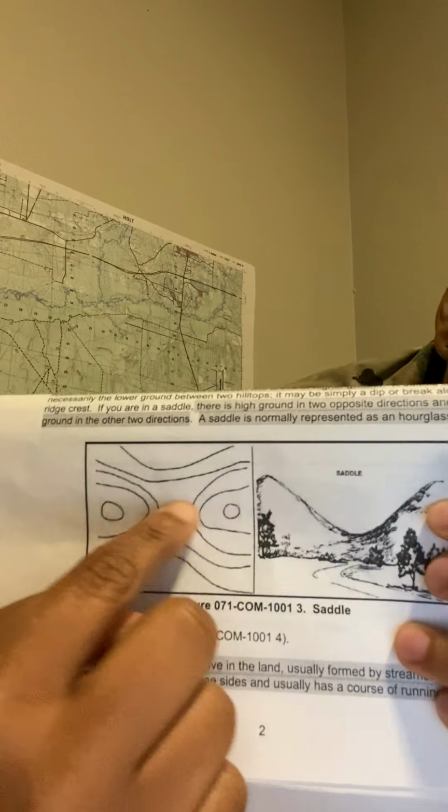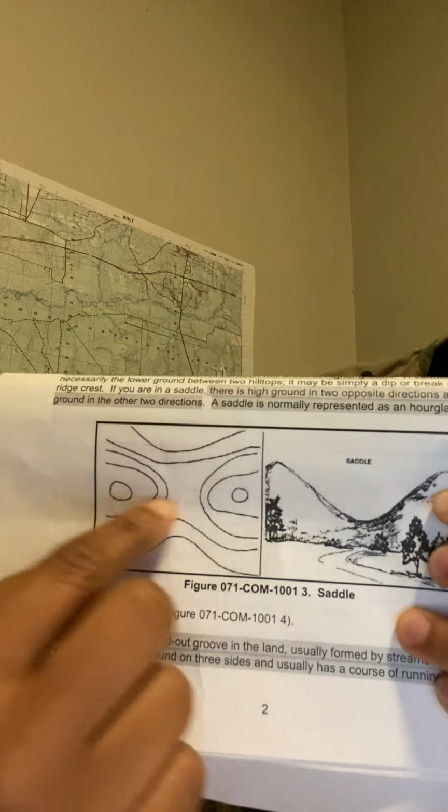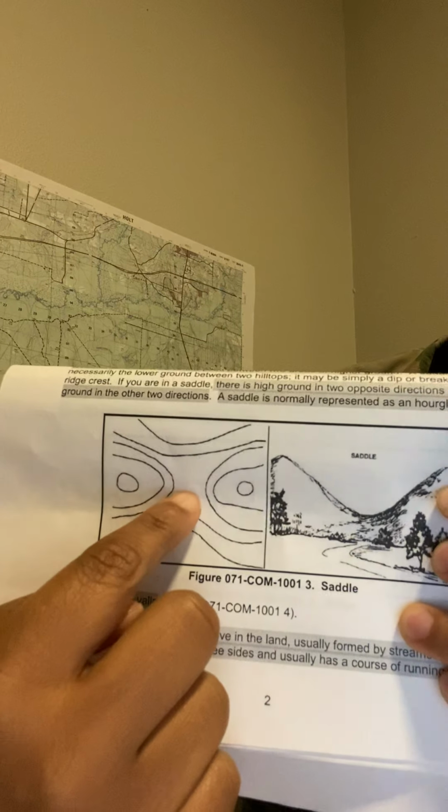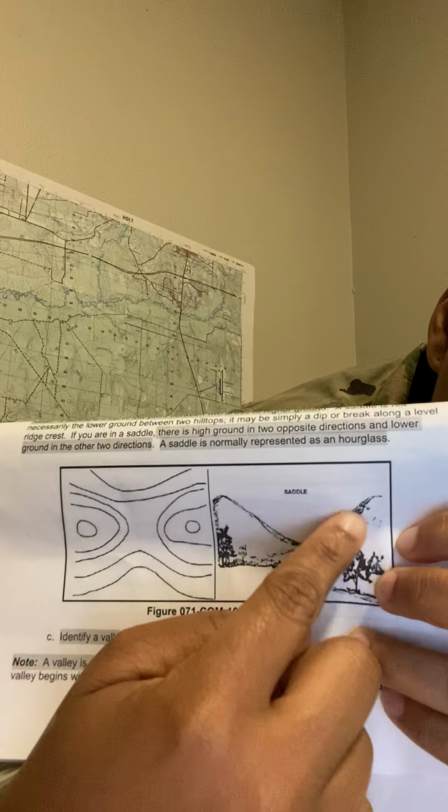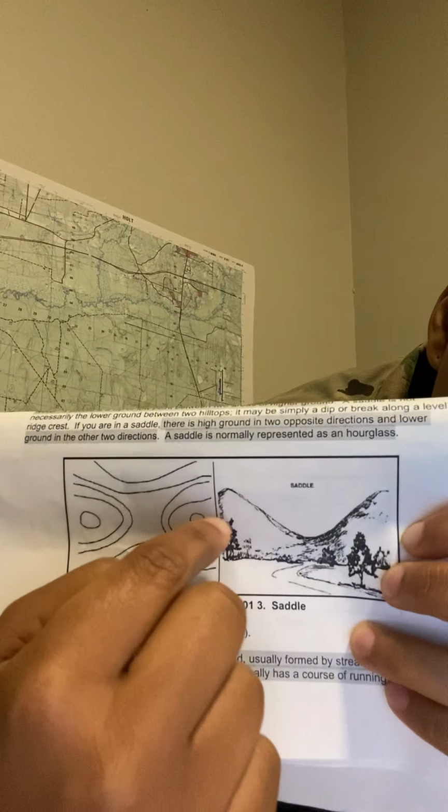The way that I remember a saddle is thinking of a horse saddle, the front end of the horse and the back end of the horse, but in the middle of the horse, it dips low where you put the saddle. So this is an example of a saddle, 2 hills connected, top of the hills, and that's the dip. That's where you put the saddle, front end, back end of horse.